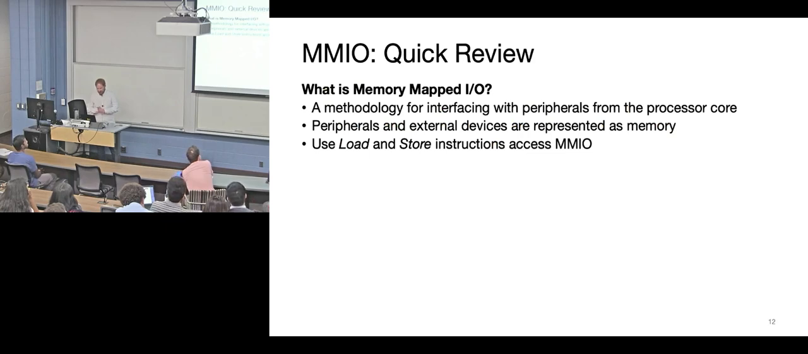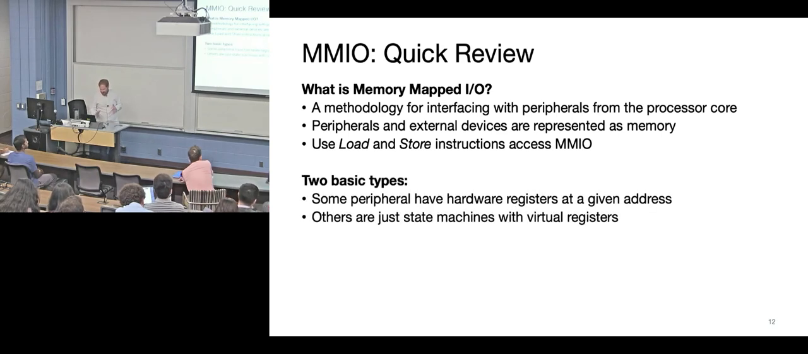So what is memory mapped I/O? A method for interfacing with peripherals from the processor core. Just think of it as the way we interface with anything off the core being loads and stores. Now there are two basic types. There's either a piece of hardware, memory like SRAM or a register, D flip-flops, that actually stores data, or there's a state machine, a virtual representation of that data.